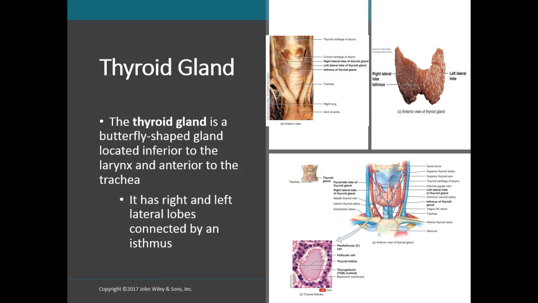Not me. Anyway, so you have two lobes connected by that little strip with the funky name, located anterior to the trachea.